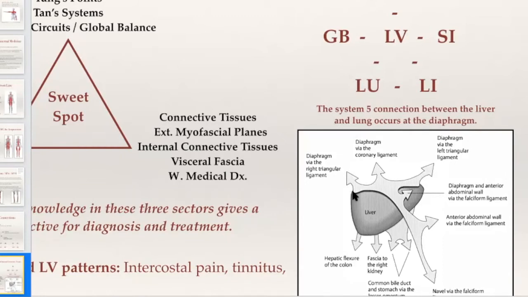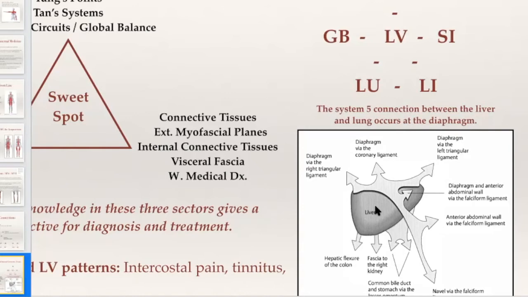So looking right here, I've taken this slide from my internal medicine course, where we go through all the visceral fascia and show how it relates to Tan's systems, how it relates to Dong's points, how it relates to Zongfu stuff, and how it relates to the global balance method. So it's bringing all of these three things together, basing it in visceral fascial anatomy and the myofascial lines.